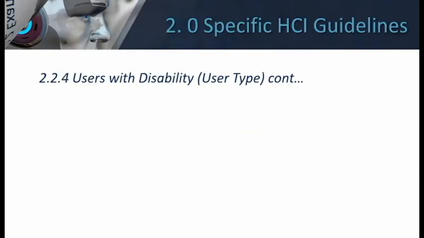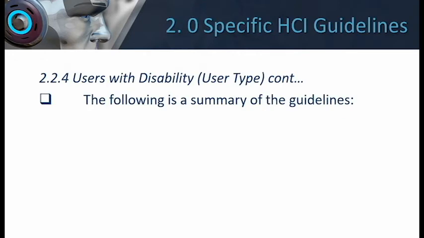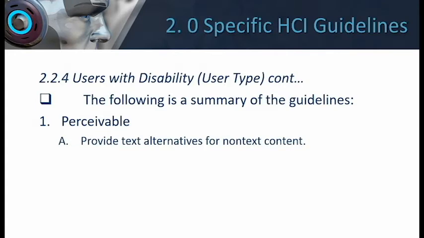So we have here the following guideline summary. It should be perceivable, meaning you can perceive or feel it. Perceivable means provide text alternatives for non-text content, like images and labels, which should be provided with text alternatives.